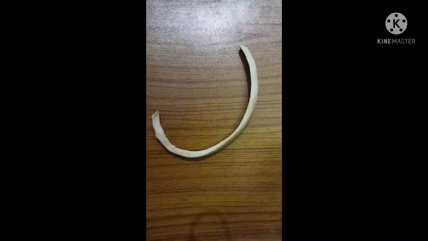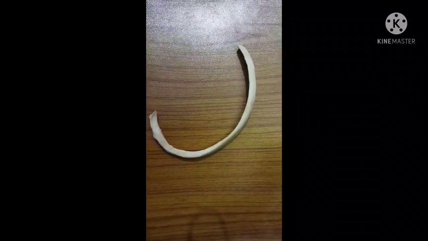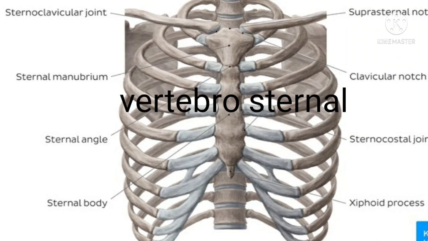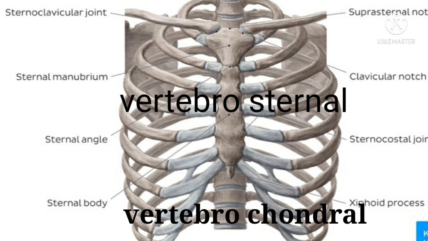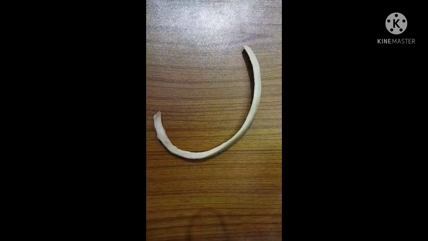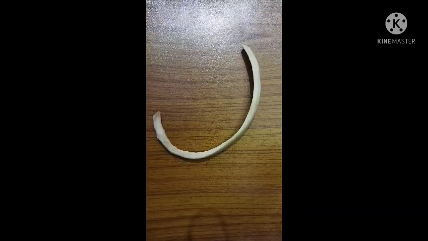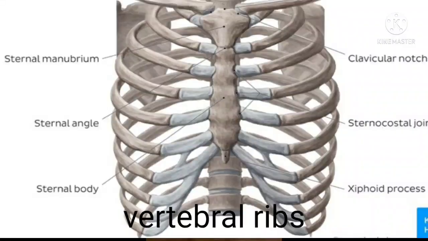The upper 7 ribs are directly attached to the sternum. They are called vertebrosternal ribs. And the 8th, 9th and 10th ribs are called vertebrochondral ribs because they are attached to the 7th costal cartilage on the anterior aspect. The 11th and 12th ribs are attached on the posterior aspect alone. There is no attachment on the anterior side. So they are called vertebral ribs or floating ribs.